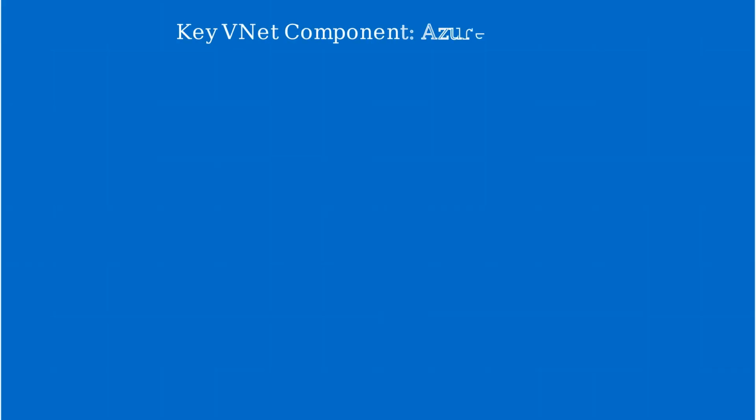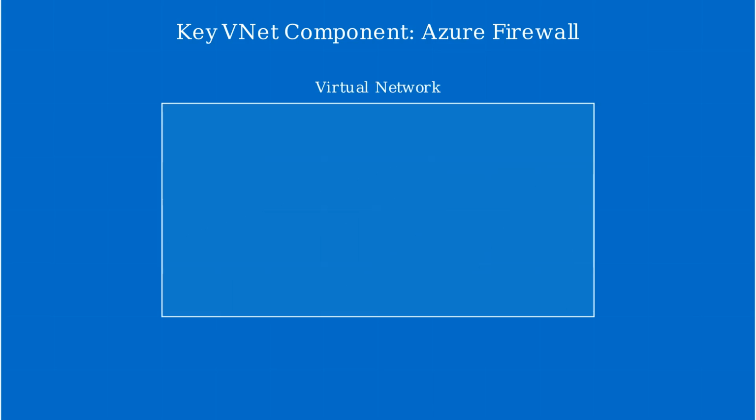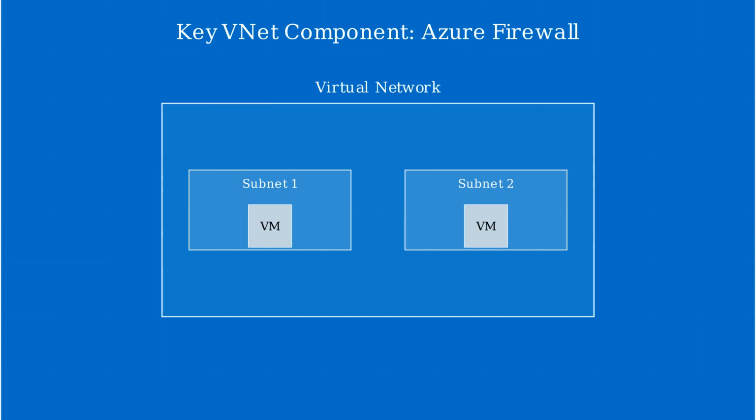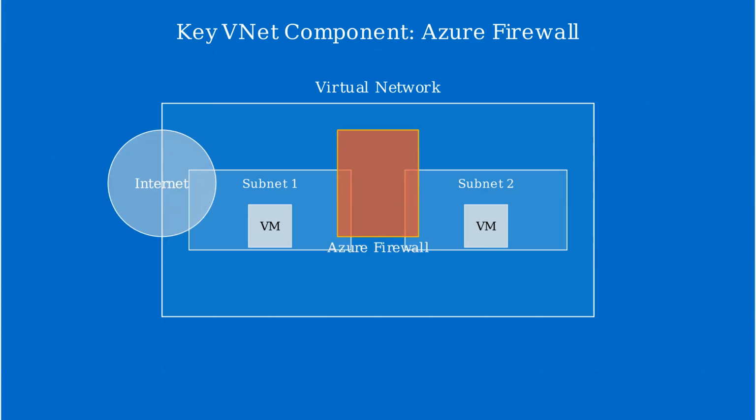Azure Firewall is a key component in your virtual network security architecture. It's a managed, cloud-based network security service that protects your Azure resources by filtering traffic entering and leaving your virtual network. Azure Firewall inspects all traffic between the Internet and your virtual network, providing a secure boundary. It acts as a barrier that inspects all incoming and outgoing traffic based on predefined security rules.